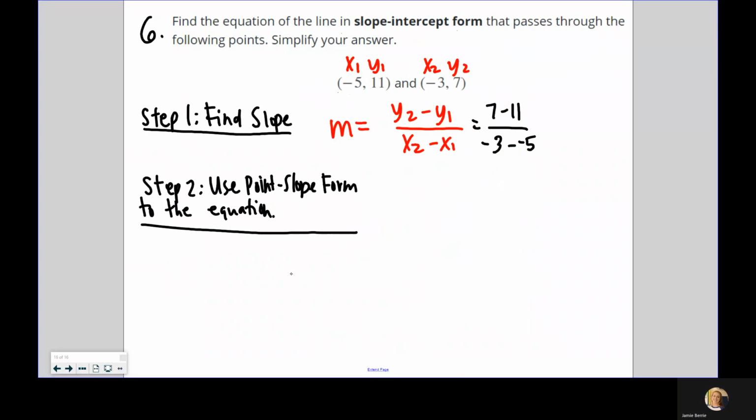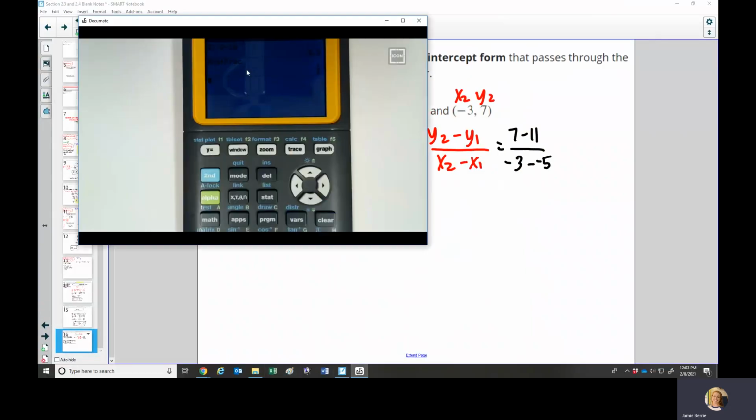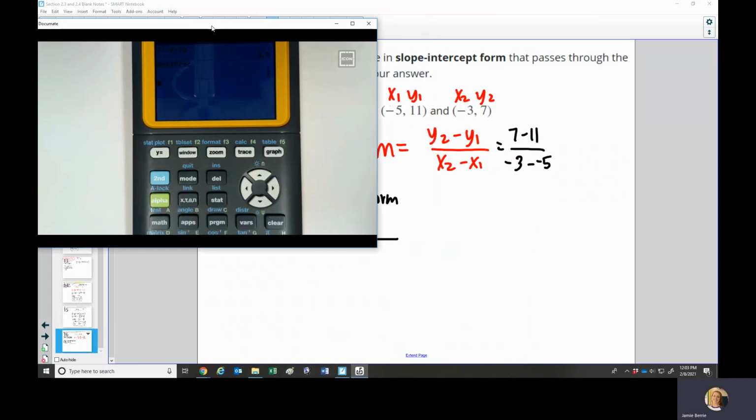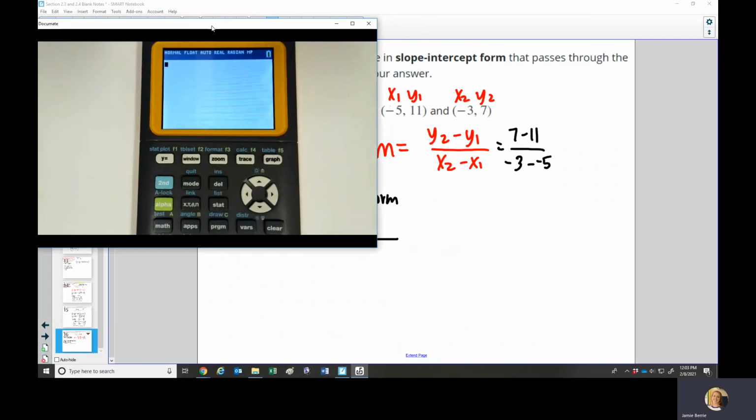Okay. Let me show you how you could do this in your calculator without having to do any of this in your head, since we already have our calculator pulled up here. All right, clear everything out. It's nice to start with a clear screen. That way you make sure you don't have anything left over that creeps into the information that you're typing. All right, so we have 7 minus 11 over -3 minus a -5.